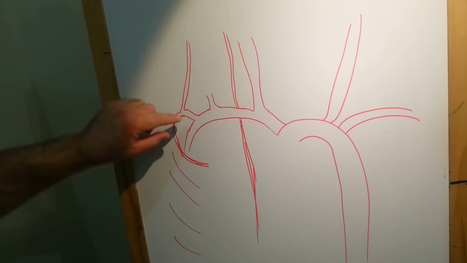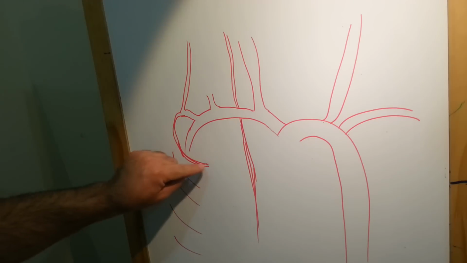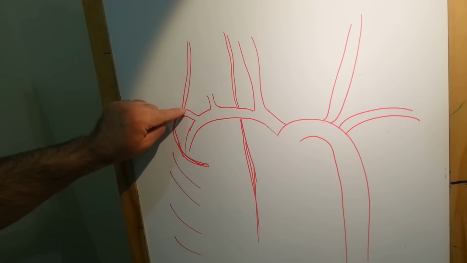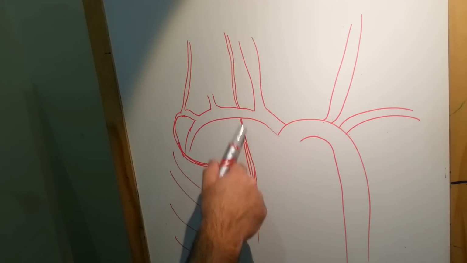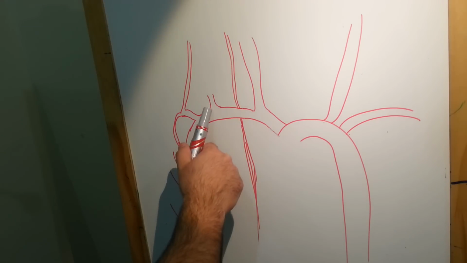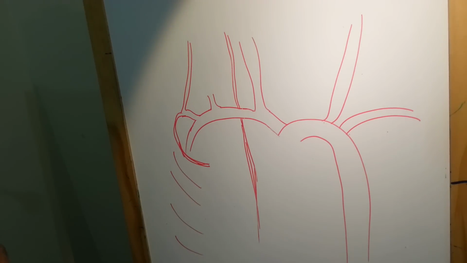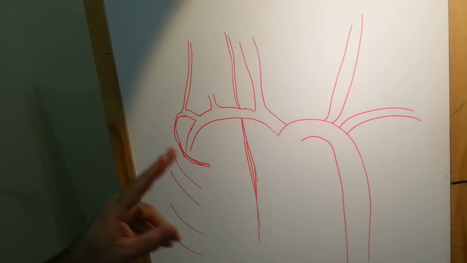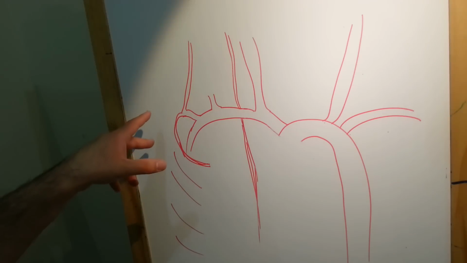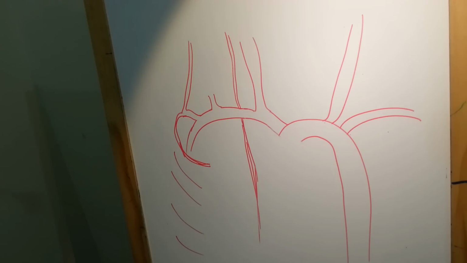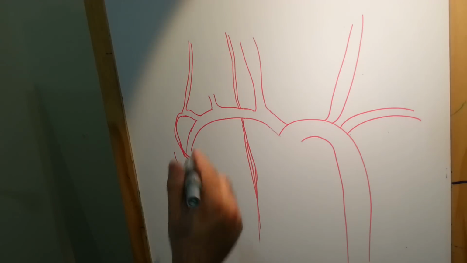So we have the costocervical trunk, with the superior intercostal and deep cervical. Okay, we finish with this, and these, as we said, the vertebral and the internal thoracic. Now we'll go to the thyrocervical trunk, which is a little bit confusing because it has 4 branches. 2 go to the neck and 2 go to the back.